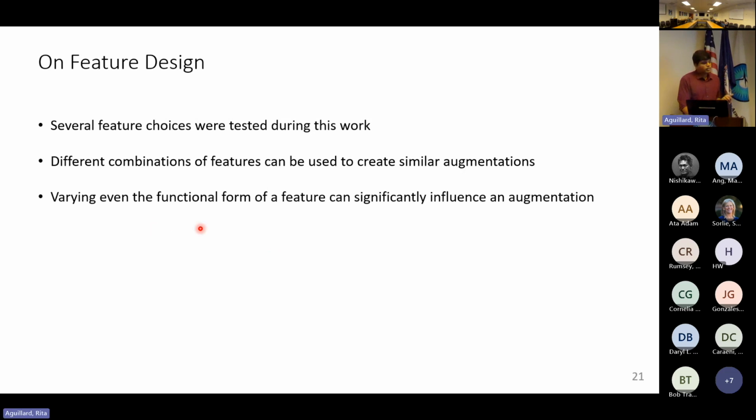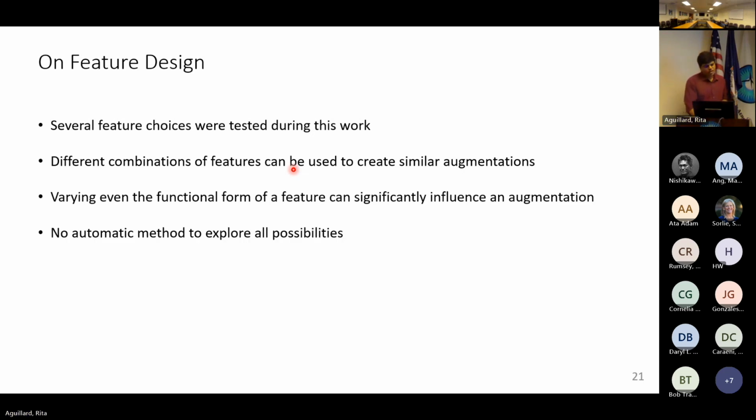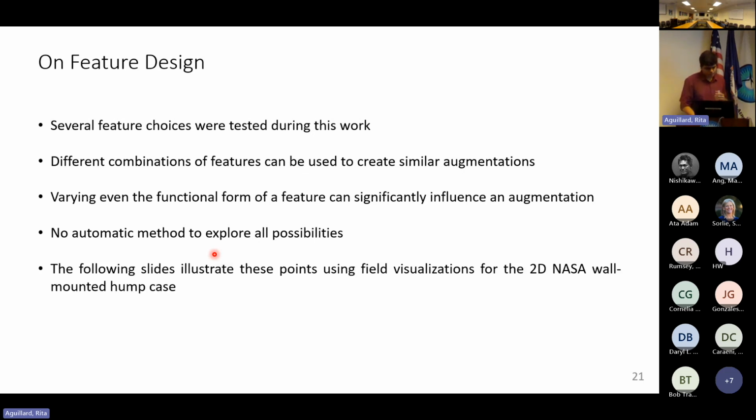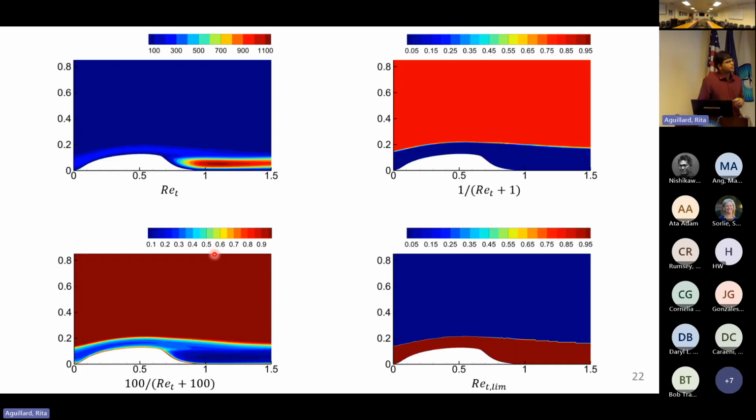Now, as you might have noticed in the talk, if you vary even the functional form of a feature, in the sense that you use a log of Reynolds number instead of the Reynolds number itself, that may start giving you trouble. So one may be better than the other. And as I told you before, there is no automatic method right now to explore all the possibilities for these features. So in the following slides, I'll illustrate these points with some examples.